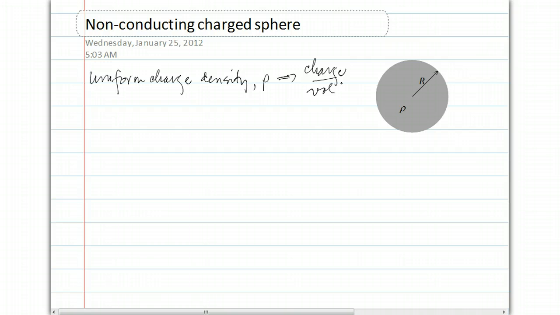And what we want to do is find the electric field for r greater than big R, the radius of the sphere, as well as r less than big R. So let's start off with r greater than big R. We know because of the symmetry we're going to use Gauss's law. So we start off with a Gaussian surface. Here's the point r at which we're trying to calculate the electric field. So we'll start off with a Gaussian surface, a sphere of radius r, which is bigger than big R.